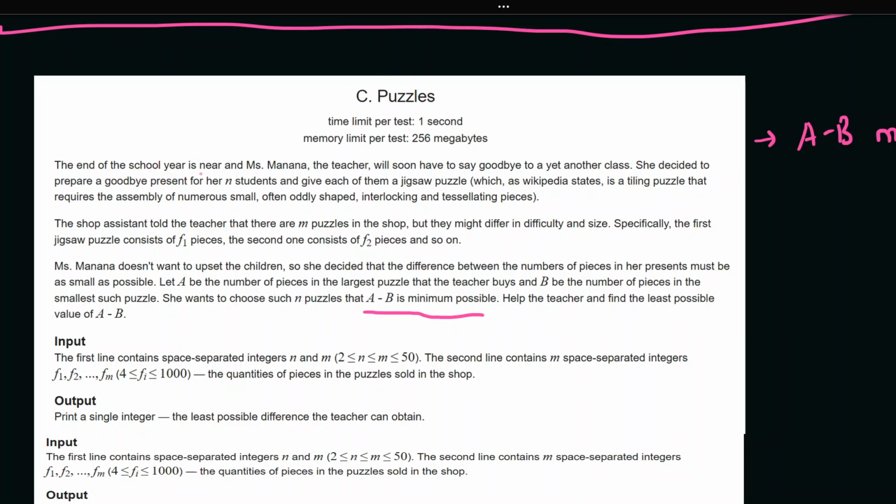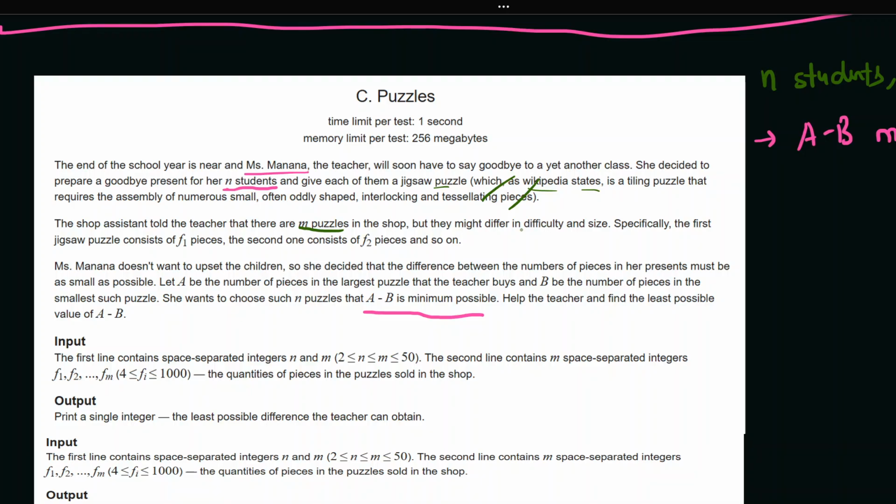The end of the school year is near, and Mrs. Manana, the teacher, will soon have to say goodbye to yet another class. She decided to prepare a goodbye present for her N students. There are N students. Okay, let's note it down. We don't know if it will be useful or not. And then give each of them a jigsaw puzzle, which, as Wikipedia states, something. We don't need this. And then the assistant told the teacher that there are M puzzles. N students and there are M puzzles.